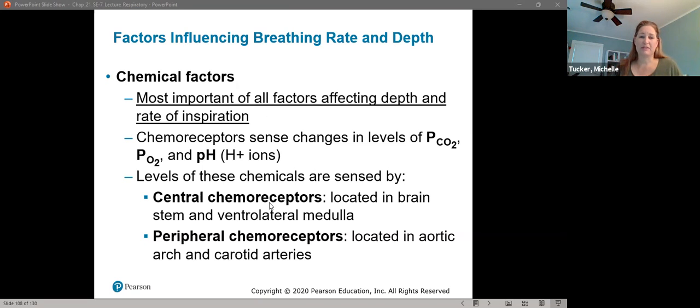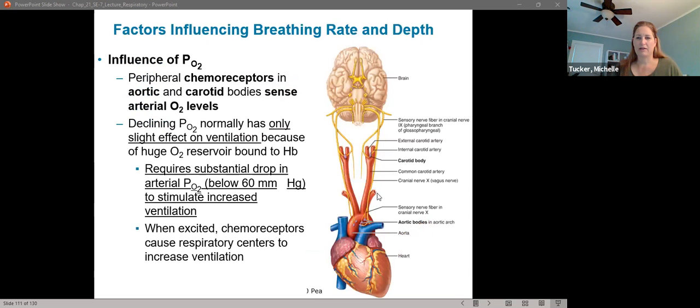There are chemoreceptors that are central, located in the brain stem. And then there are peripheral chemoreceptors located in the aortic arch and carotid arteries. For the chemoreceptors located in the aortic arch, they're here in the aortic bodies. And then the carotid body is where the common carotid bifurcates, so it forks, takes two paths, an external and an internal, and that's where these carotid bodies are located.